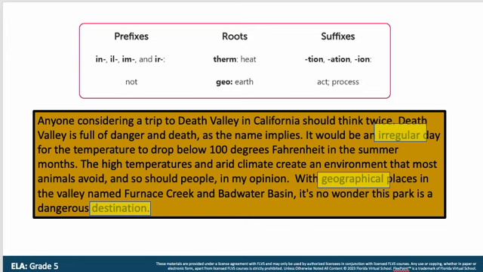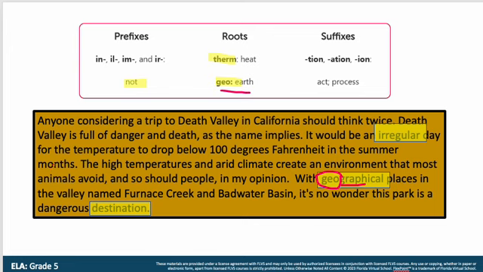Next, I have two different words, like geo, and I also have therm, which means heat. So when I see the word geographical, I know that if I'm talking about a graph, that's probably involving a location. So I know geo probably has to do with something with an Earth's location. So when I have geographical places in the valley named Furnace Creek and Badwater Basin, it's no wonder this park is a dangerous destination. So geographical places would be locations in the park that are in the earth.